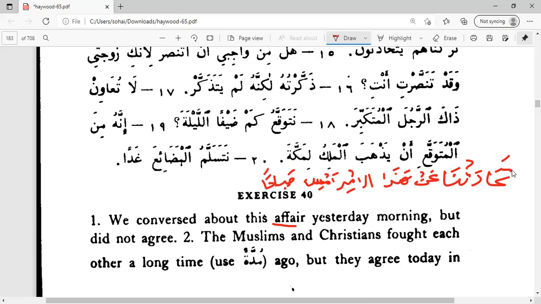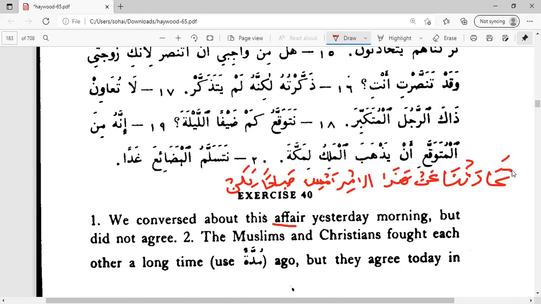تحدثنا عن هذا الأمر أمس صباحا, but did not agree. Lakin. Okay. So what is agree? توافق يتوافق. Tawafaqa.